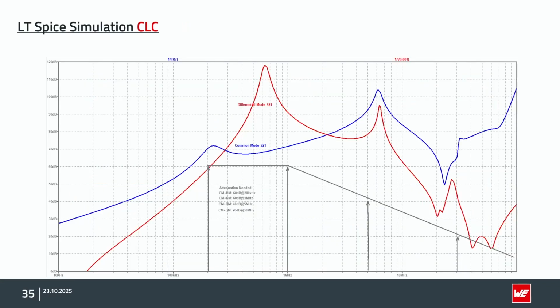And after all, it looks like this. We have to stay with the insertion loss above the black line, because the black line is what we need at minimum to fulfill all the requirements. What we calculated was around 60 dB, and we also get this in our simulation pretty well. As we can see, the common mode insertion loss and the differential mode insertion loss stay nearly always above our limit. So this filter would be a great choice to start with the first prototype.